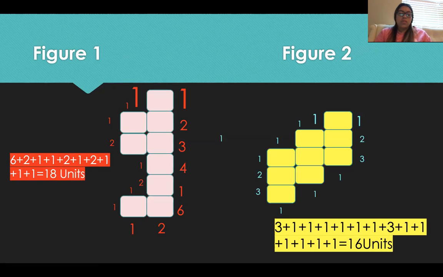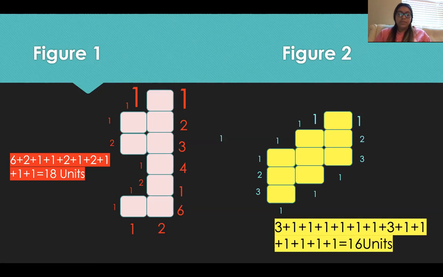Then we have the one on figure 2. The perimeter of figure 2 is 16. How do we know this? Because if we look at 3 plus 1 plus 1 plus 1 plus 1 plus 1 plus 1 plus 3 plus 1 plus 1 plus 1 plus 1 plus 1 plus 1, it gives us a total of 16 units for the perimeter.